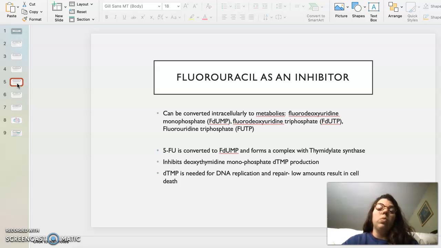5-FU, as it's called once it enters the cell, is converted into FDUMP and forms a complex with the thymidylate synthase. It inhibits the deoxythymidine monophosphate, or DTMP, production. And so because it inhibits the production and creates a low amount, DTMP is needed for DNA replication. So when there's low amounts, that cannot occur, and so that leads to cell death.